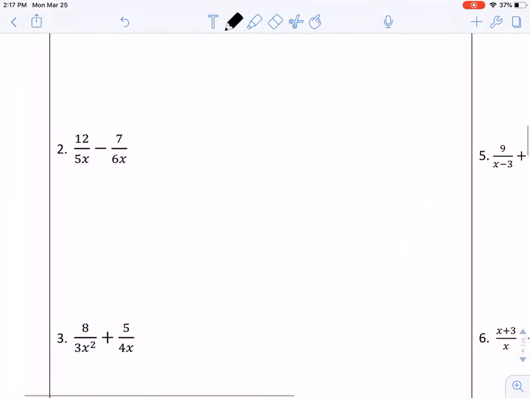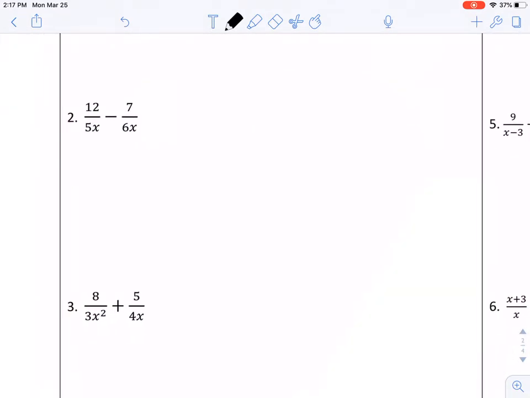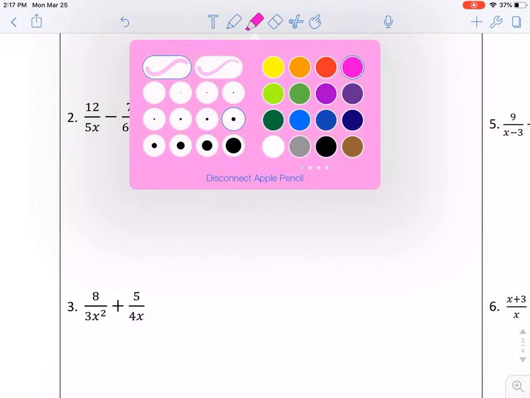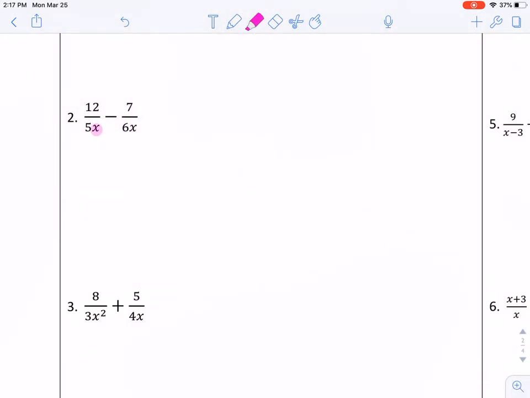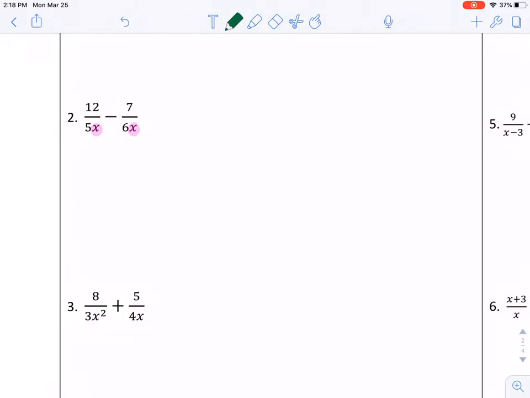Look at number 2. Okay, we look at the denominators here, and I see that they both have an x, but the numbers are different. So therefore, what we have to do is multiply by our special value of 1. Since the first fraction has a denominator of 5x, it does not have a 6 in it. So therefore, we have to multiply it by 6. And since we're multiplying on the bottom, we also have to multiply the top by 6.